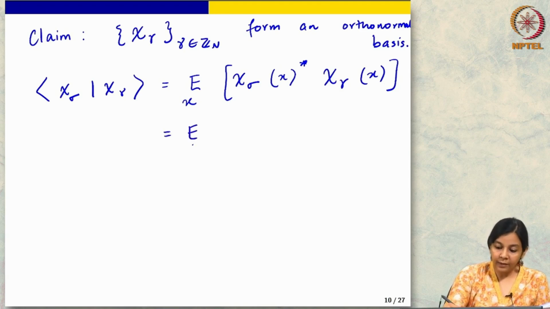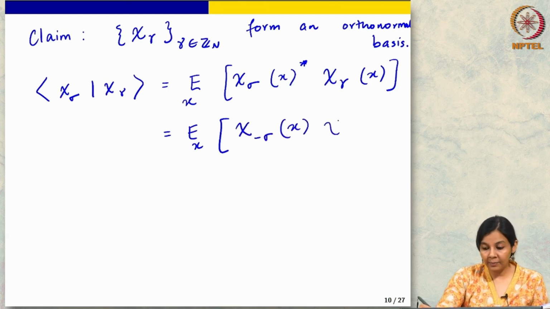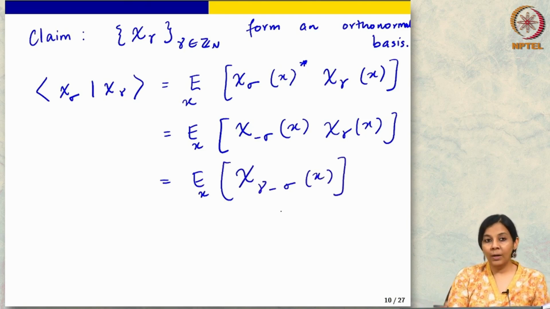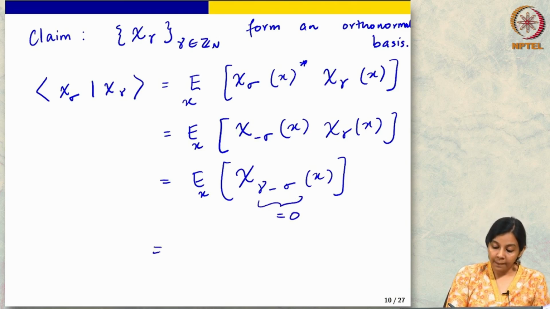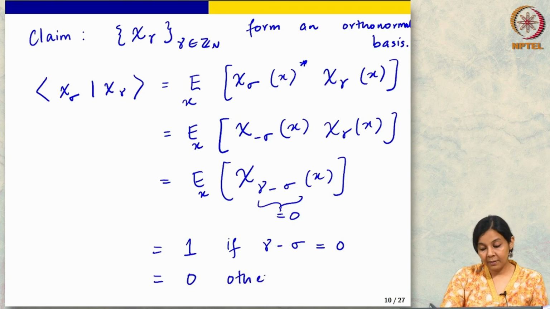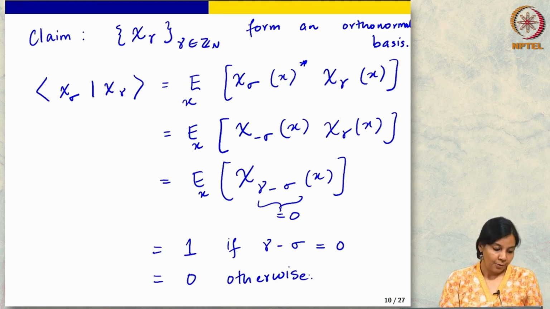Okay. So, now we will use our findings on conjugates of characters. So, this will be chi of minus sigma x times chi gamma x, okay, which in turn we said is chi gamma minus sigma x, okay. And now we know from the properties we proved, right, that if this is equal to 0, then I get 1, right. So, the question is whether gamma minus sigma is 0 or not. So, it is 1 if gamma minus sigma is 0 and it is 0 otherwise. So, this follows from the properties that we have proved so far. Is it clear? Yeah? Okay, great.